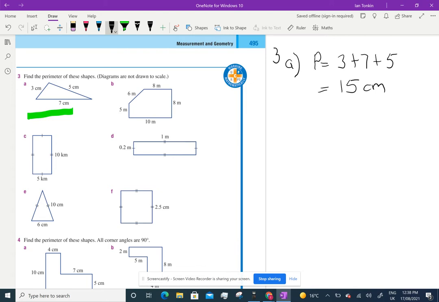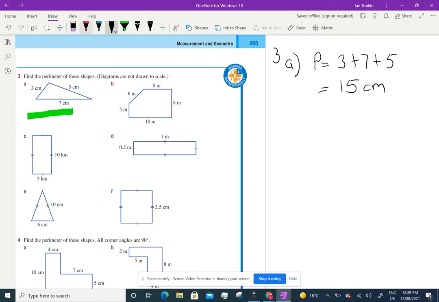Now, you can use your calculator, and I would highly recommend doing that. You can try and do them in your head, but if you do, you might find that you get some wrong. So double check. Every now and then, double check. Okay, the next one.